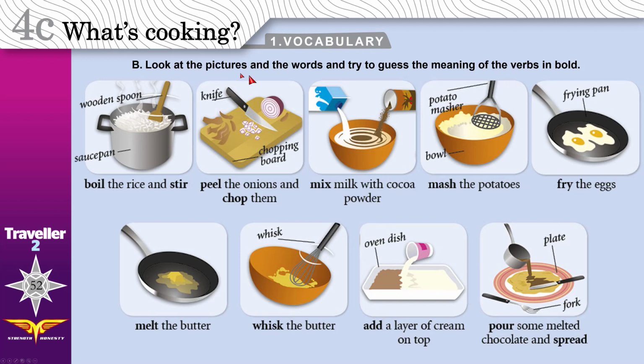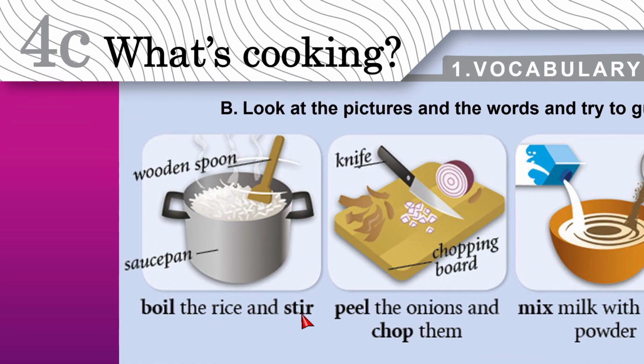B. Look at the pictures and the words and try to guess the meaning of the verbs in bold. Boil the rice and stir. Repeat after me. Boil, boil, stir, stir. When you boil the rice, you put it in hot water and you see bubbles coming out of the water. Stir means you keep moving the rice using a wooden spoon. Wooden spoon, this spoon is made of wood.